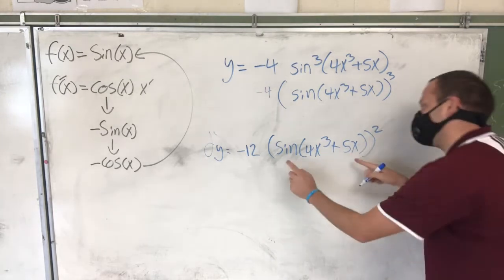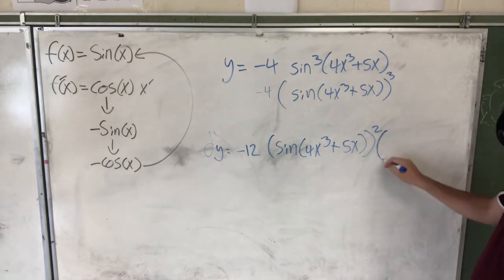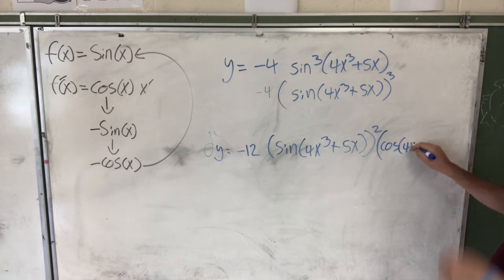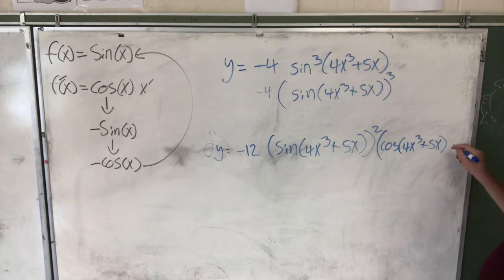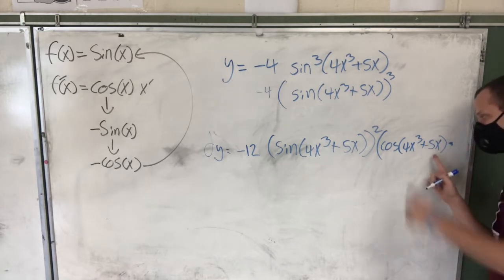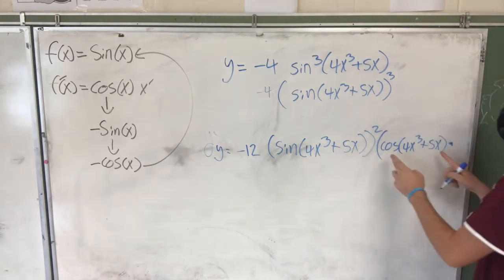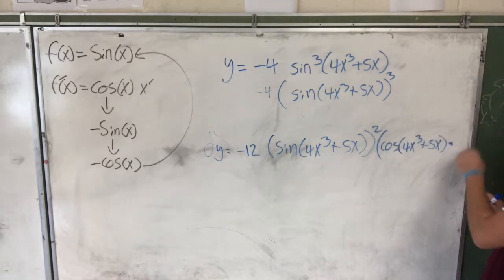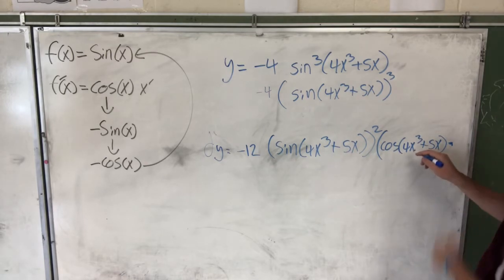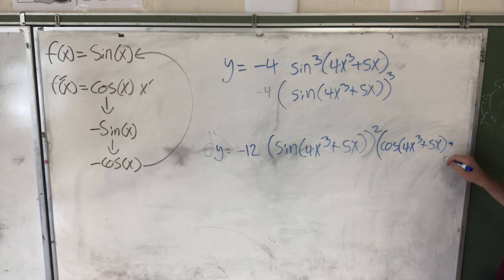Well, the derivative of the inside is going to be cosine 4x cubed plus 5x, times the derivative of the inside, because we took the derivative here. Remember, the derivative of sine is cosine, plus you still have to multiply it by its derivative, which is, let's see, 12x squared plus 5.